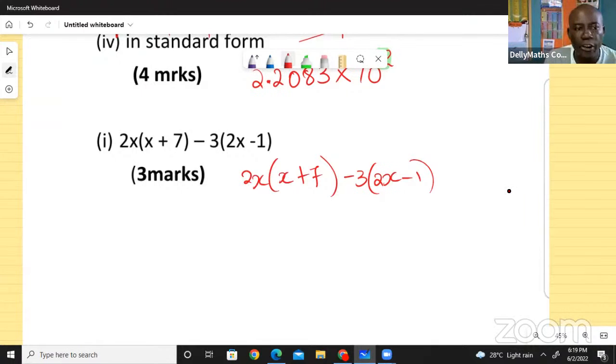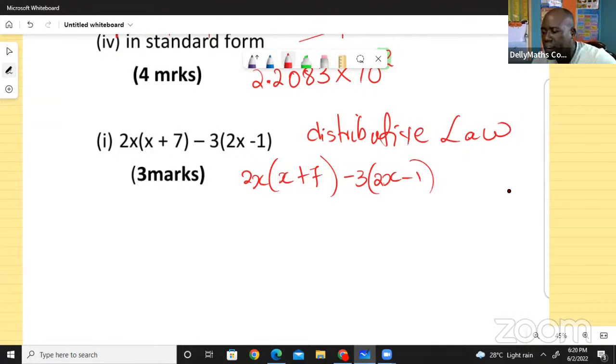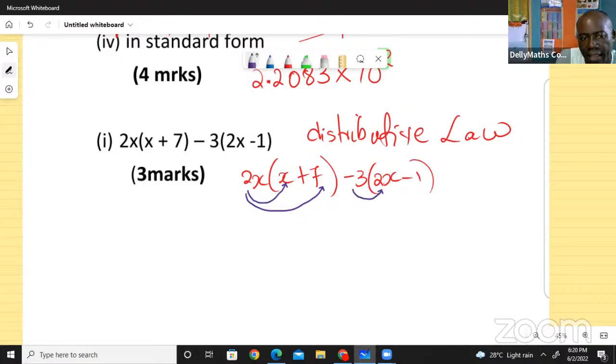Now, you might have heard of the distributive law. With the distributive law, whatever is outside the bracket will be distributed inside. Yes, Sabrina, you're going to multiply whatever is outside by everything inside. Exactly. So what we're going to do now is say 2x times the x, and then 2x times the 7, then negative 3 times the 2x, then negative 3 times the negative 1.